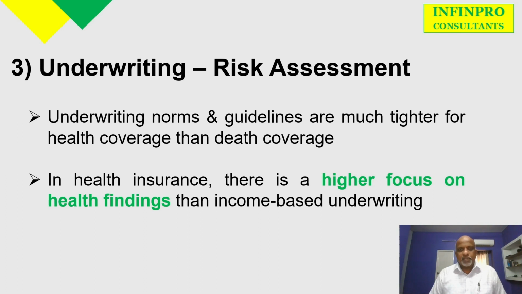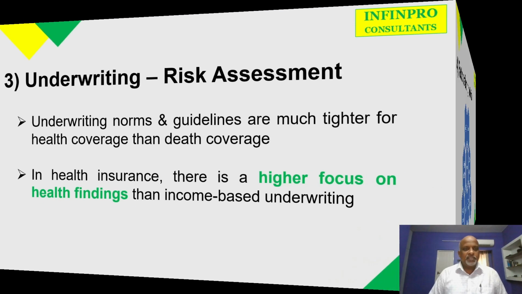Underwriting norms and guidelines are much tighter for health coverage than death coverage. There is a higher focus on health findings. The reason being the current health status of the policyholder or the applicant will decide whether he or she is eligible for a health policy. Here the primary importance is the health findings rather than the income.